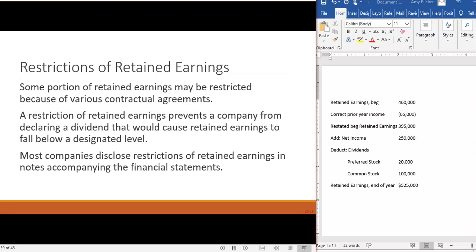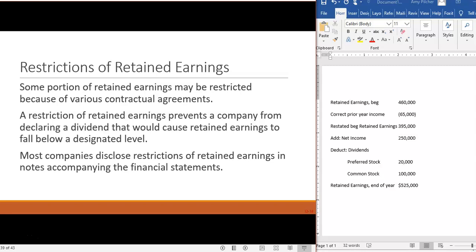as long as we always have $100,000 in retained earnings. That's a type of collateral that the bank wants us to have available. In that case, we could never let our retained earnings drop below $100,000. So if we had $105,000 in retained earnings, we would be limited to a $5,000 cash dividend because of that contractual agreement. Those are items that would be disclosed in the notes to the financial statements.